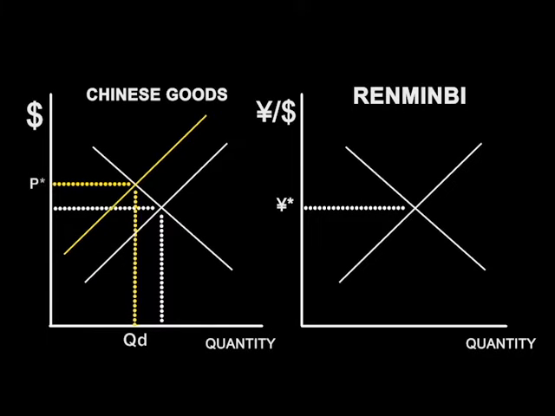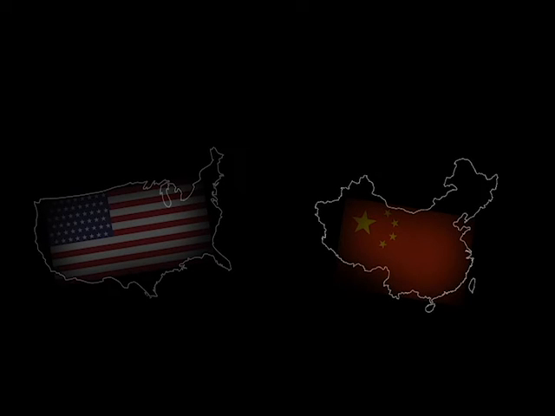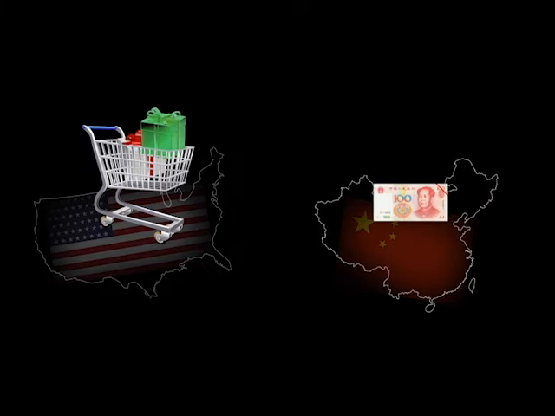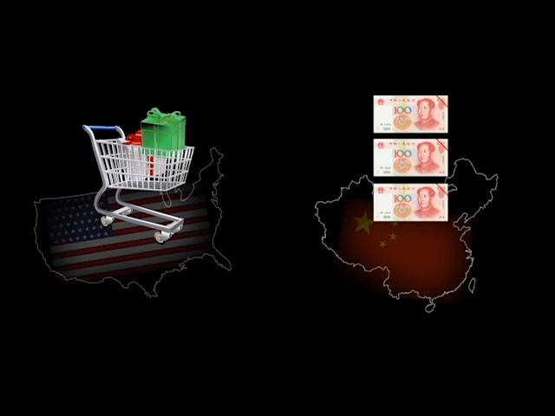And remembering the example from before, the decrease in demand for Chinese goods decreases the demand for the Chinese renminbi, thereby reducing its value relative to the dollar. The effect of all this is that now, as a result of the tariffs, the same basket of American goods costs the Chinese consumer more than before, because the renminbi has lost value relative to the dollar.